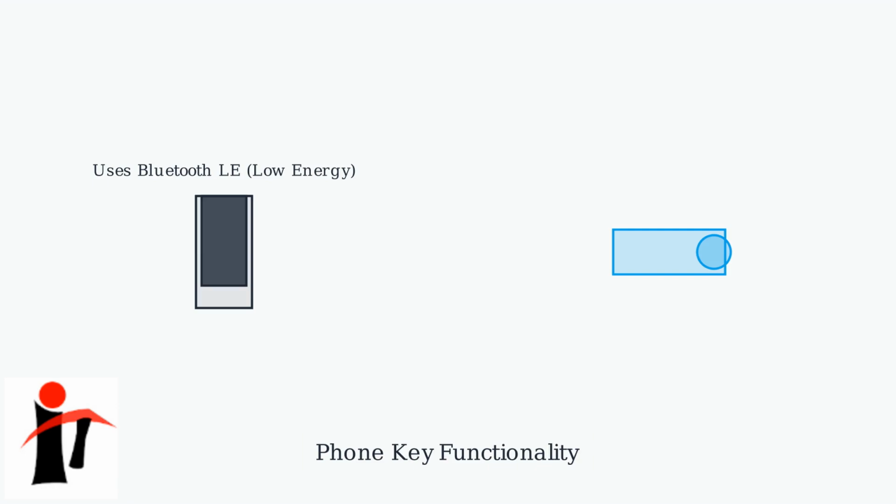The phone key feature transforms your smartphone into a digital key fob for your Tesla using Bluetooth LE, which stands for Low Energy. This technology allows your phone to communicate with the vehicle wirelessly while using minimal battery power. For security and to prevent unauthorized access, the phone key requires your phone to be within proximity of the vehicle, typically between 6 and 9 feet. This proximity-based security ensures the key only works when you're nearby.